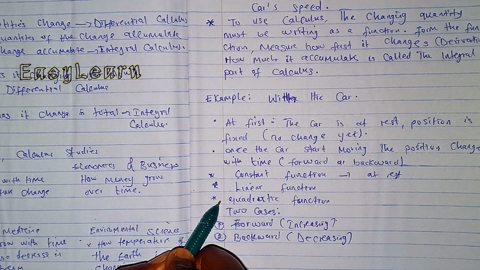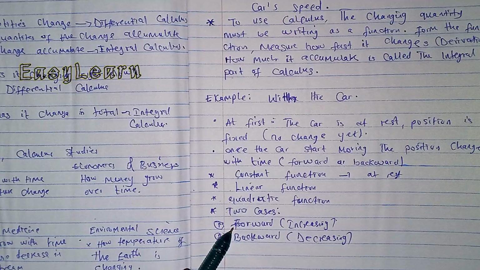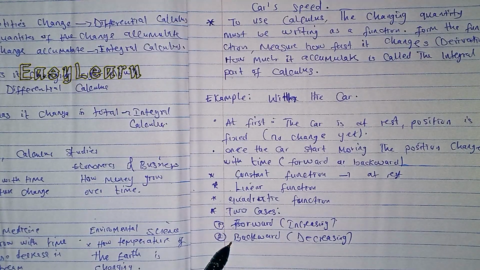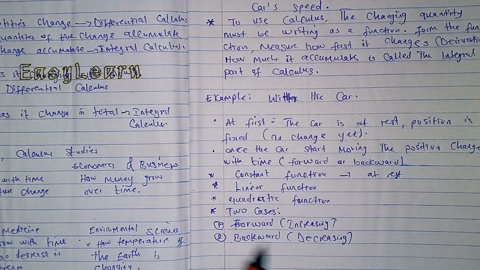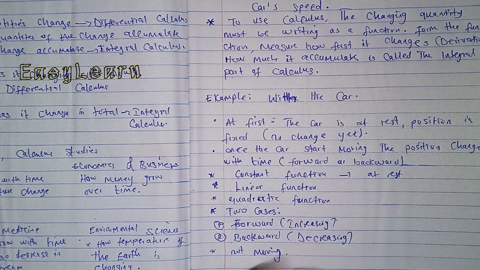If the car's pattern is not known, it's going to be in two cases: it's either moving forward or moving backward. What if the car is not moving at all? Can we still have a function?